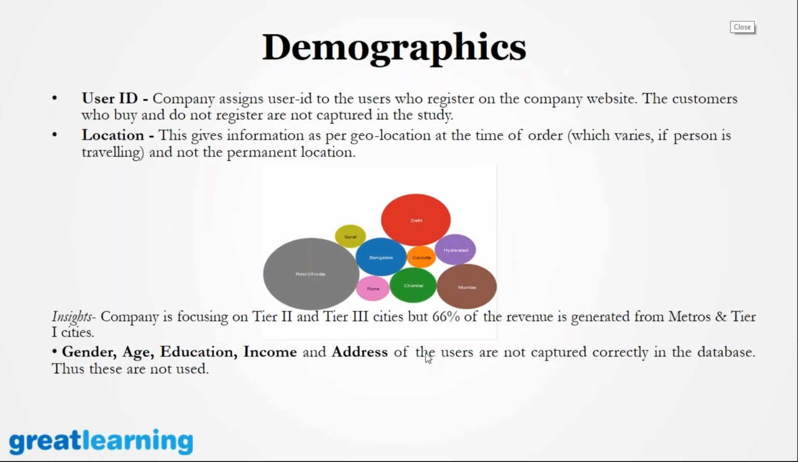So gender, age, education, income, address of the users are not captured correctly in the database. These are not used. So this is just the analysis of what we captured and what was available to us, where we had data, we took that. In this particular case, user ID was the only available demographic which was reliable and which could be taken into account.